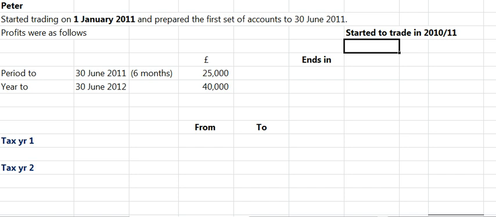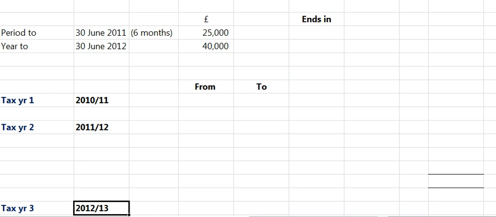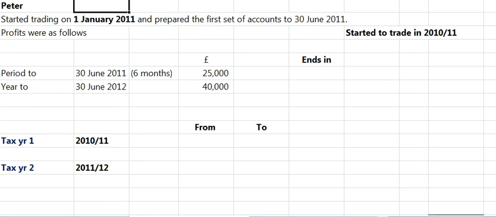Then what I also said to do is put in the tax year number 1, which we just identified, that is definitely the 10/11 tax year, and that means the second tax year is going to be 11/12, and the last one's going to be 12/13. What you should also do is make a note of the tax year these periods of accounts end in. This one, the 6-month period to June 11, ends in 11/12, and this one ends in 12/13. Once you've done that, you can work out the basis periods.